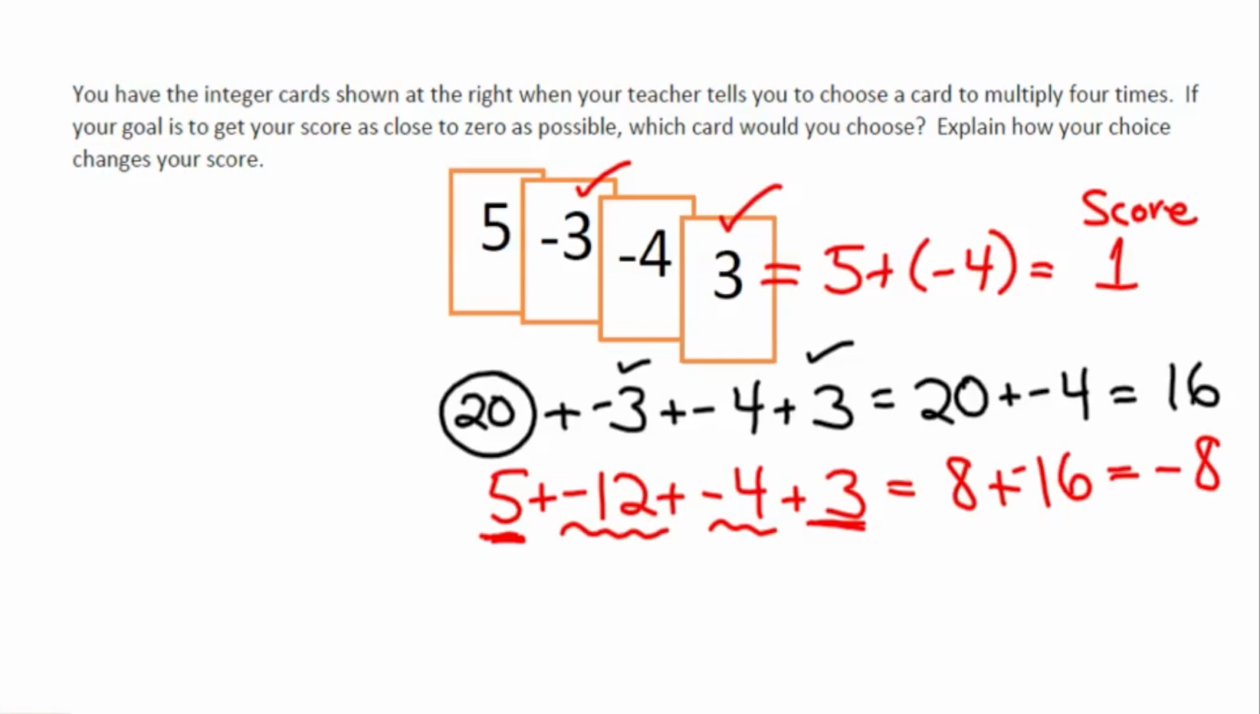So between the two, the score that's closest to 0 is the -8. So I know for sure that I am not going to be multiplying the first card. In fact, it's better to multiply the second card. But let's try the third card.